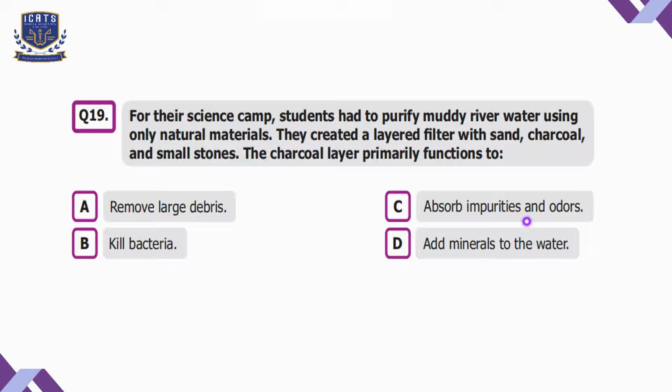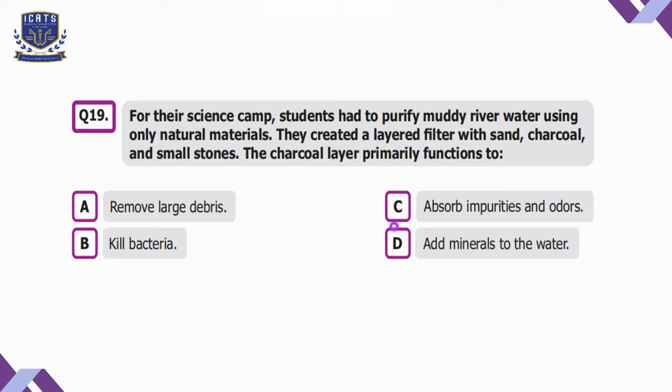The charcoal in the water filter works like a tiny sponge with lots of holes. Its main task is to soak up and trap the bad stuff, the stuff we cannot see, like bad smells, weird tastes, or some chemicals and dirt. While the sand and stones stop the big bits of dirt, the charcoal cleans the water by absorbing the invisible bits that make the water smelly or taste weird. This makes the water cleaner and nicer to drink. So we can say option C is the correct option here.